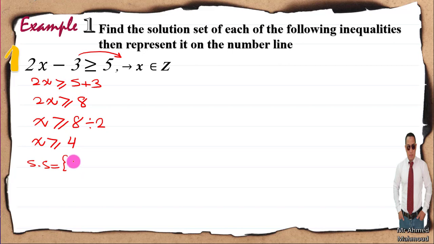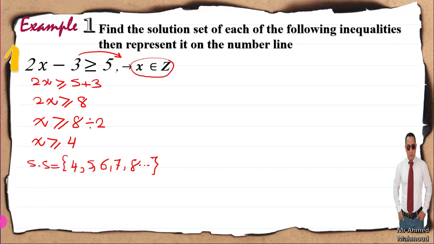So it will be 4, 5, 6, 7, 8, and so on. Because the integers are whole numbers, I'm going to take the whole numbers. X greater than 4, so I'm going to take the numbers that are greater than 4. But because we have equal here, I'm going to start with 4 itself belonging to the set.